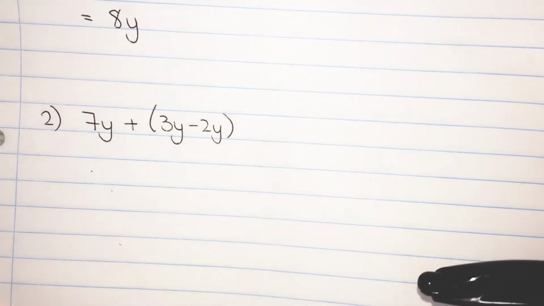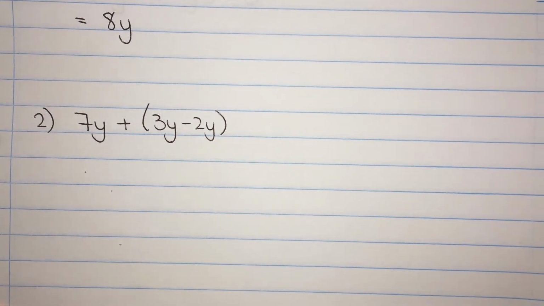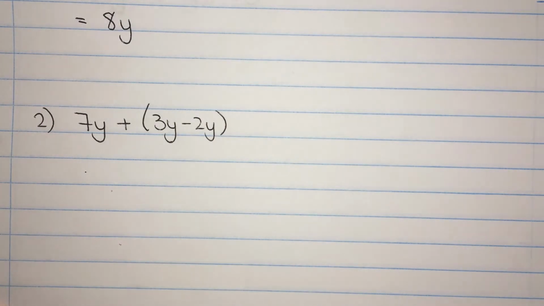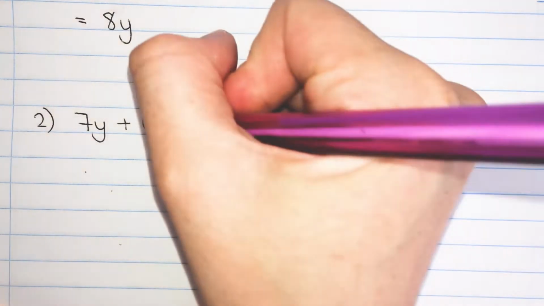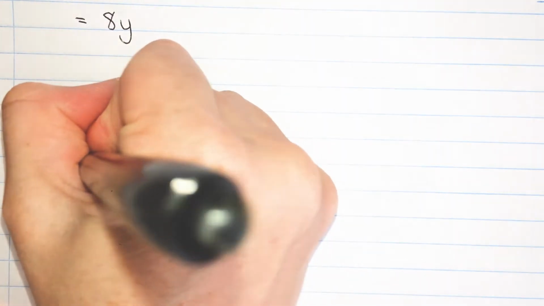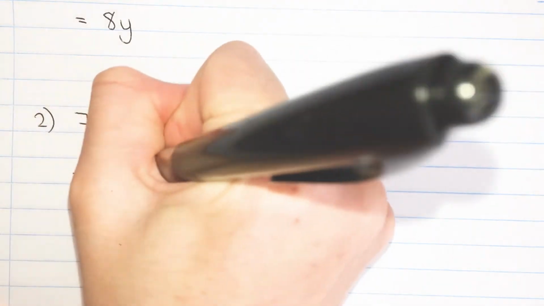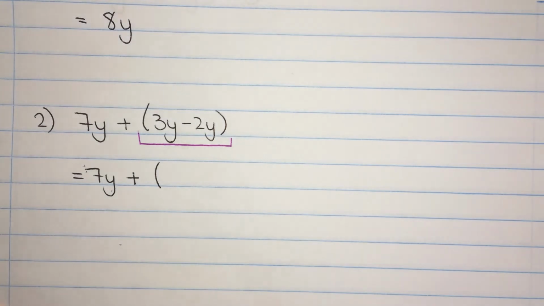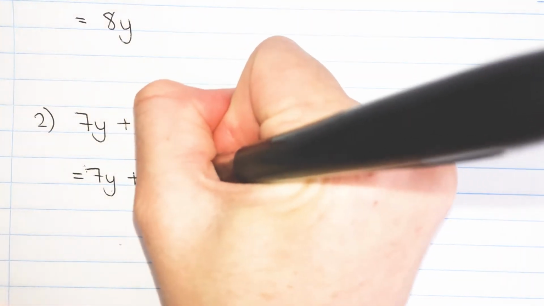Now coming on to our second example, we have 7y plus brackets 3y minus 2y. So you know from BODMAS, we always do brackets first. So we first are going to work out what's inside the brackets. So we will have 7y plus. My suggestion for now is to keep your answer in brackets just in case you get a different sign over here, which will work with the positive. So 3 minus 2 is 1y.